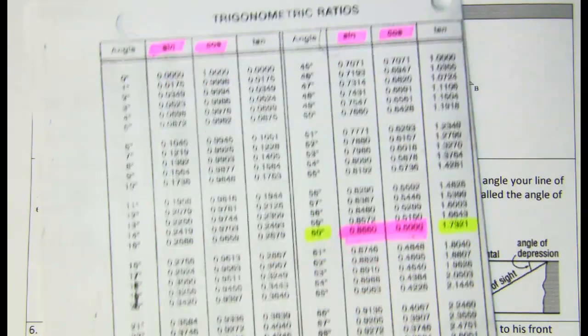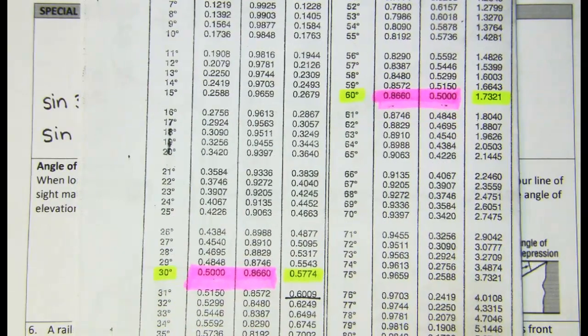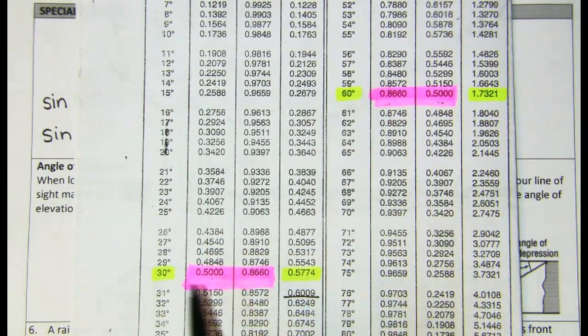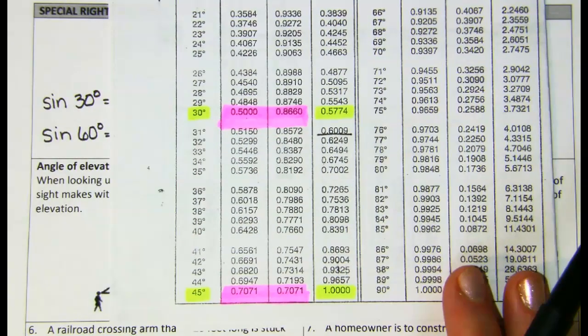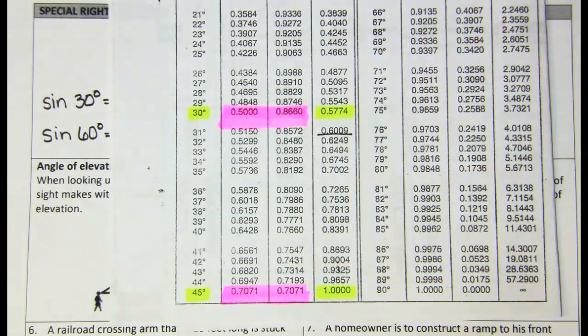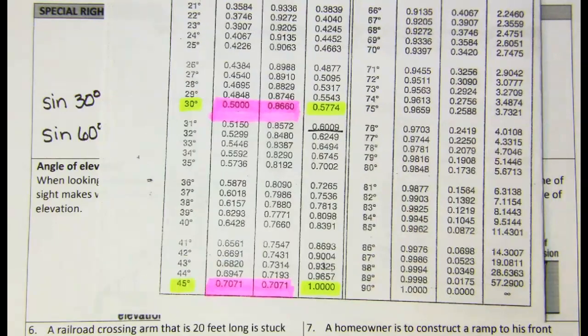And if I show you 30, notice what happens. This one is now 0.5 and this one is 0.866. So if you'll notice, they flip-flop. And now if we look at the 45 degrees, they are the same exact thing. So we are going to examine the relationships of why that is happening.